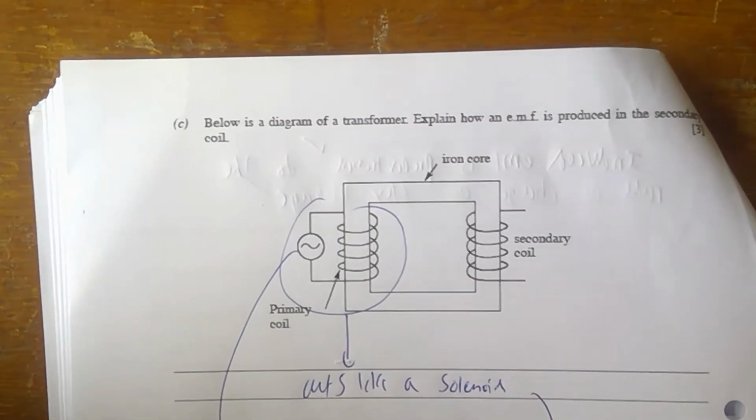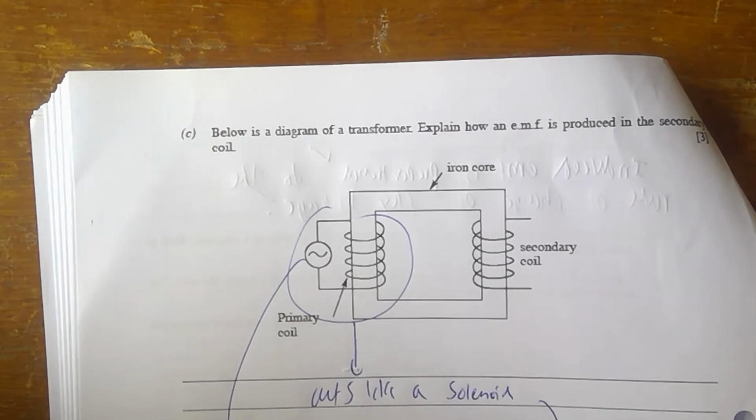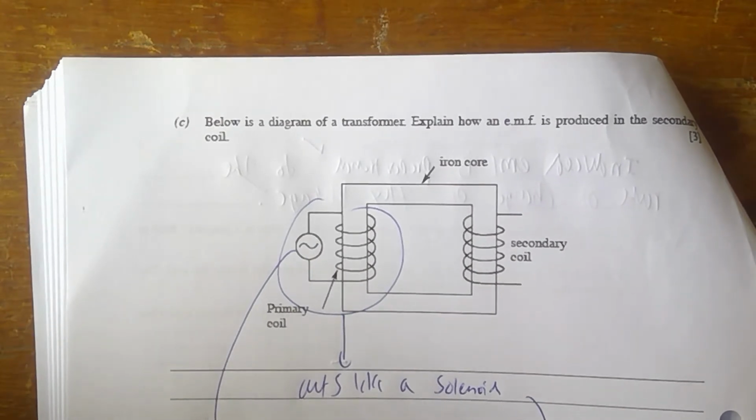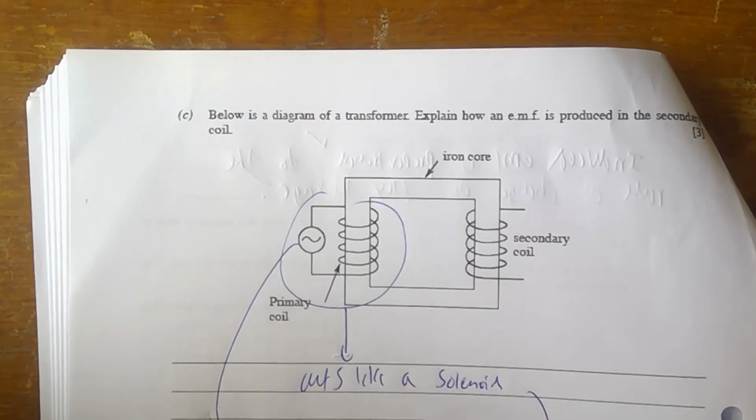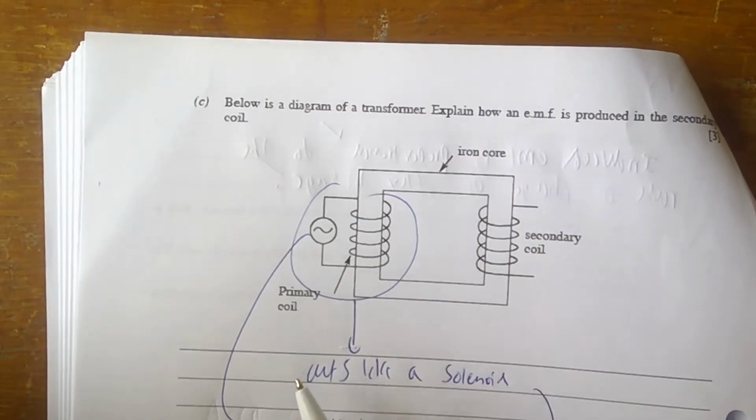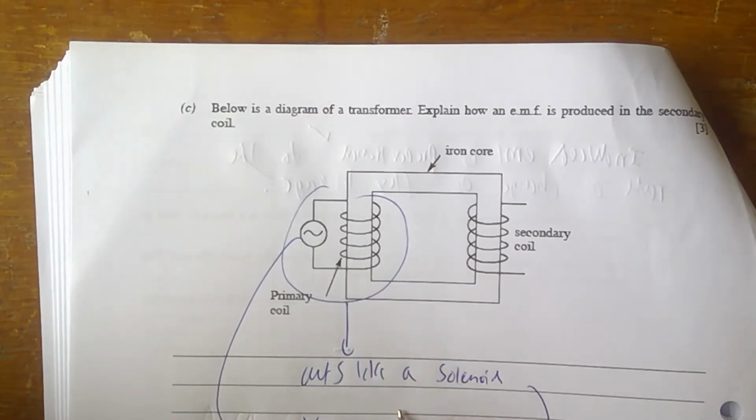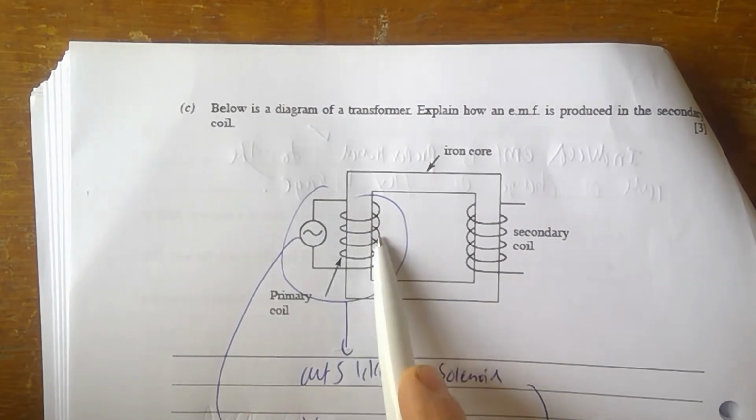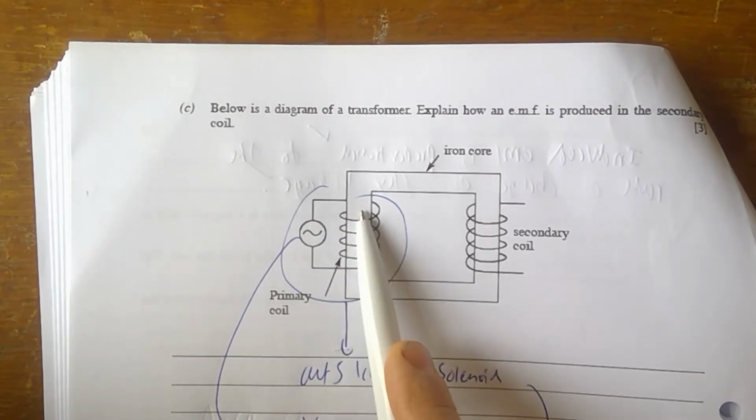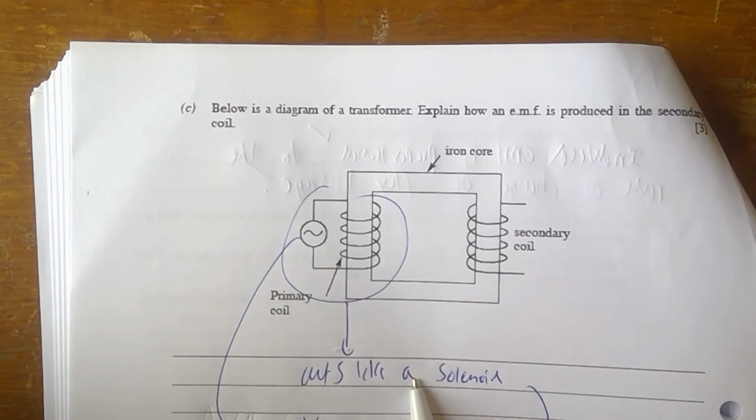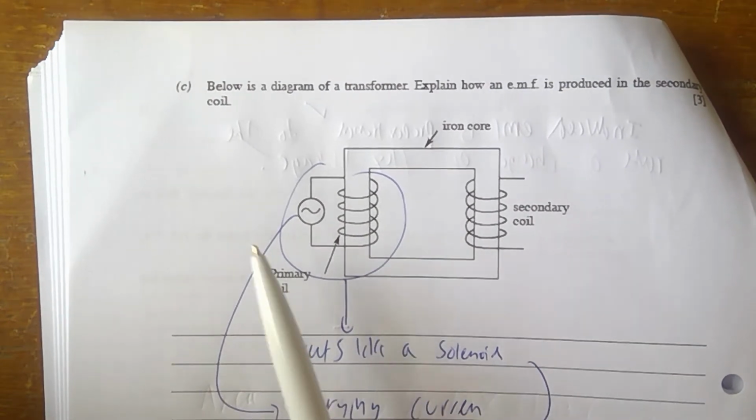Right, this bit, actually you don't need to worry about this on our spec, but I'll have a look at it anyway. So this is a transformer. Oh, it says so there. Right, this bit here, it acts like a solenoid. There's going to be current passing through there. It's a coil of wire with an iron core. Acts like a solenoid. Don't get any marks for that, but that's what's going on.